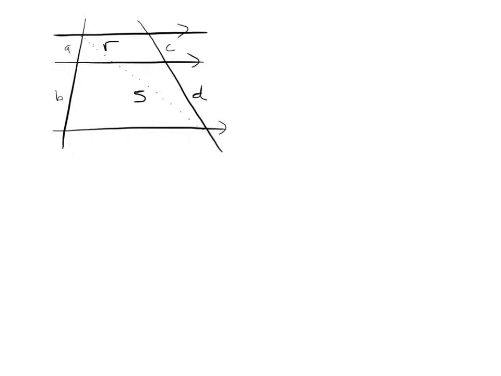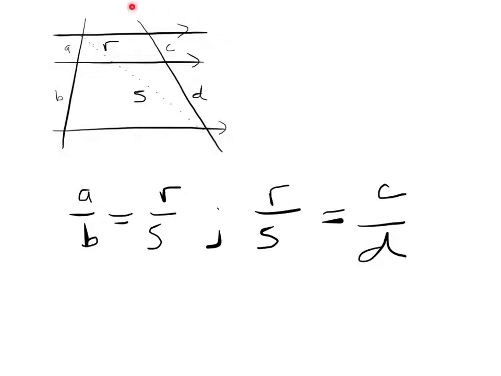I then know by the side splitter theorem with the left triangle that A to B equals R to S. I also then would know that R to S equals C to D with the right triangle formed here. So if two things are equal to the same thing, by the transitive property those two things are equal, therefore A to B equals C to D. And again, in words, if three or more parallel lines are cut by a transversal, then those parallel lines divide the transversals proportionally. On we go.